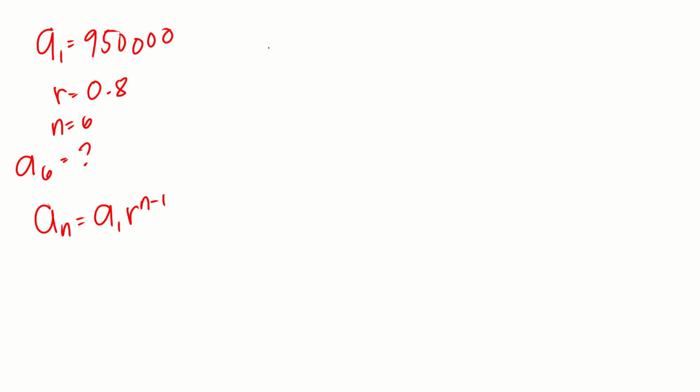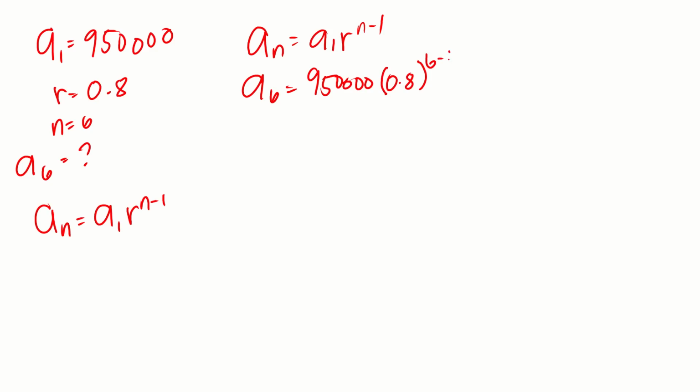So let's have your solution. A sub n equals A sub 1 times r raised to n minus 1. So again, A sub 6 equals A sub 1, the first term, 950,000 times the common ratio na 0.8 raised to 6 minus 1. So again, we have 950,000 times 0.8, 6 minus 1 is 5. Dito, dire-diretsong multiply na lang tayo. Unahin muna natin yung 0.8. So 0.8 raised to 5. So then, multiply na agad dun sa first term, 950,000.